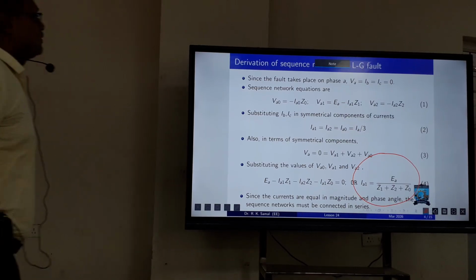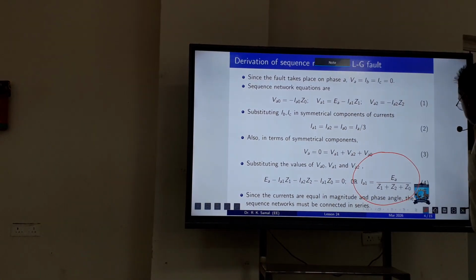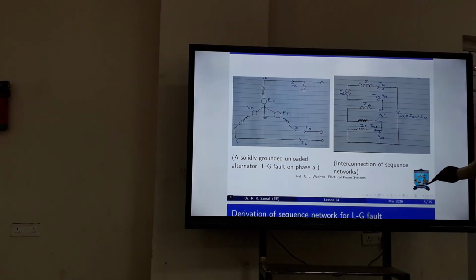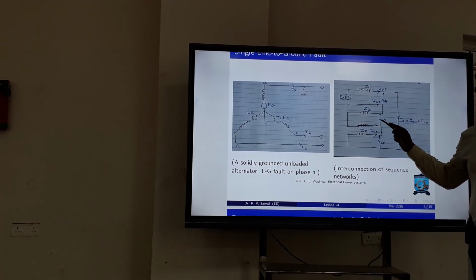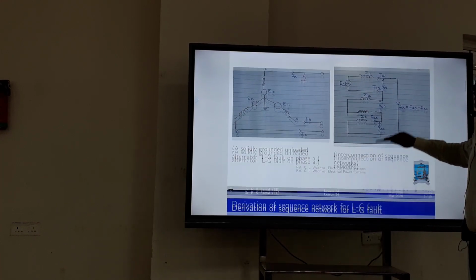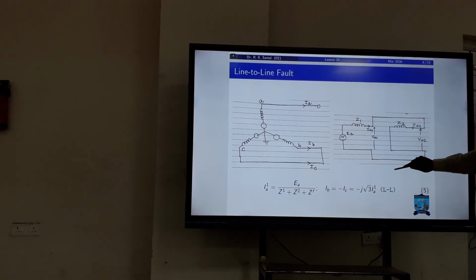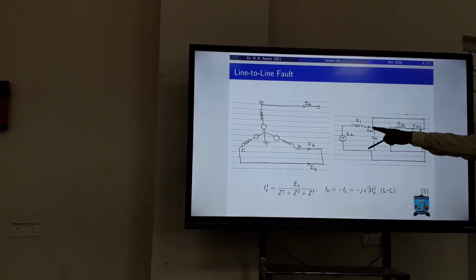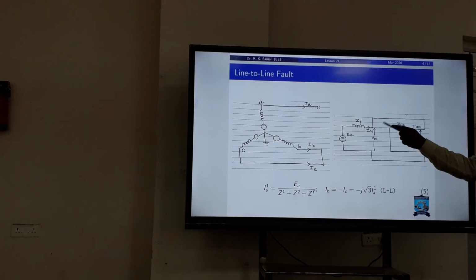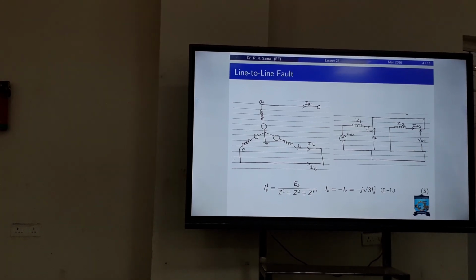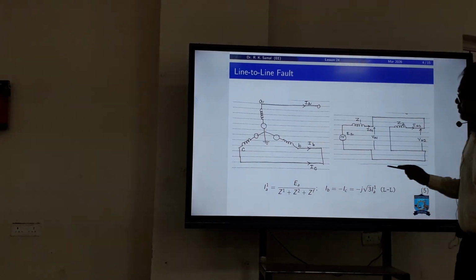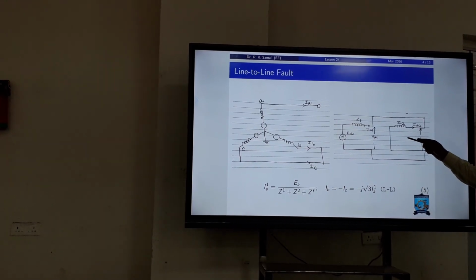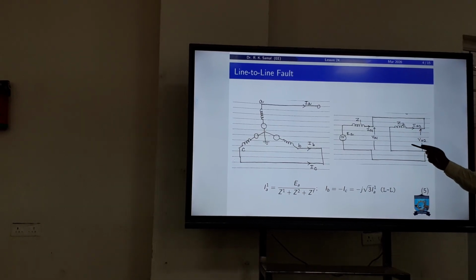The next is, you saw that for a line to ground fault, this is the equivalent circuit, which is a combination of positive, negative and zero sequence networks. No need to draw the second one, or you can draw it. In this case, there is a line to line fault between B and C, and this is the equivalent network for this fault.